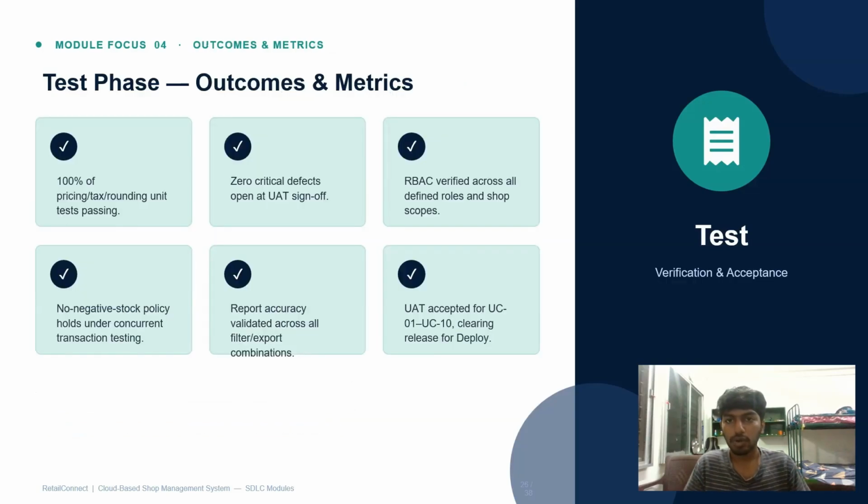So the outcome and metrics of the test phase: 100% of pricing, tax, and rounding unit testing passing, and all the other things that you can see on the screen. So we cleared UAT with zero critical defects, fully approving the software for production release. And this is all with me. Thank you.